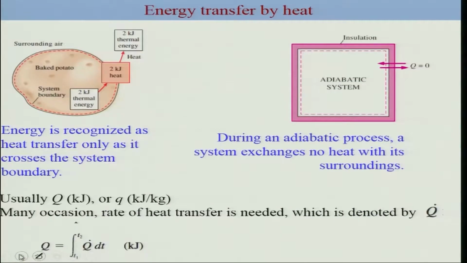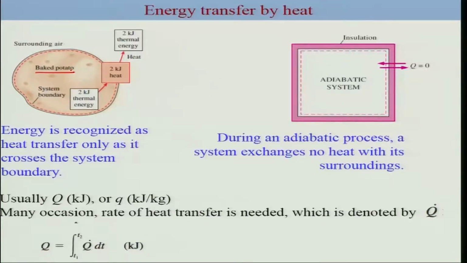Let's take the example of a baked potato. If it is isolated, it is not going to transfer any heat to the surroundings. But if you take it out of an oven, you're going to notice that it will slowly cool down. It doesn't cool down directly, because when you take it out, it contains thermal energy at very high temperature. And then it transfers to the surroundings in the form of heat.